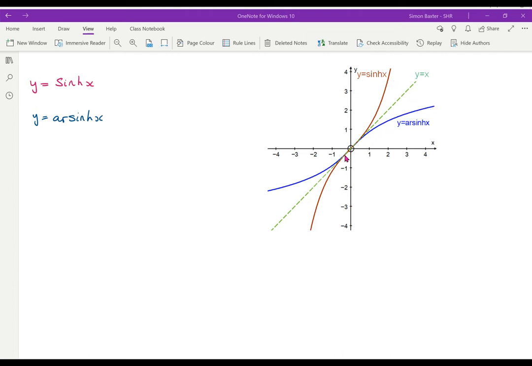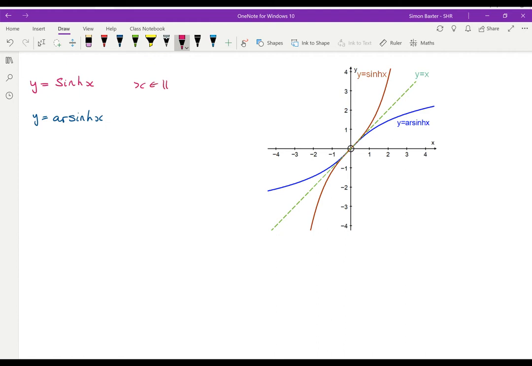And there we have the function y equals arsinh x, which also has domain x can be any real number. So for sinh x, x is any real number, and for arsinh x, x is also any real number. What happens when we look at y equals cosh x?